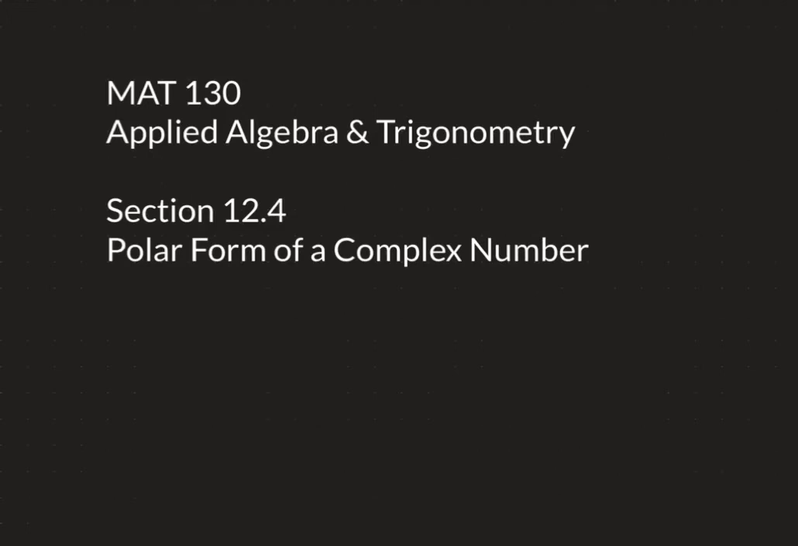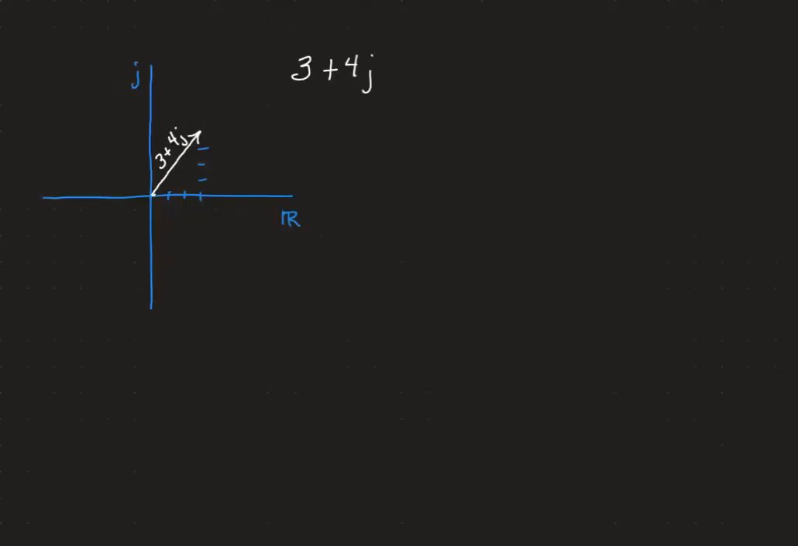Today we're going to be looking at the polar form of a complex number. To explain what polar form means, let's first look at an example of a complex number that's written in rectangular form and is graphed in rectangular form.